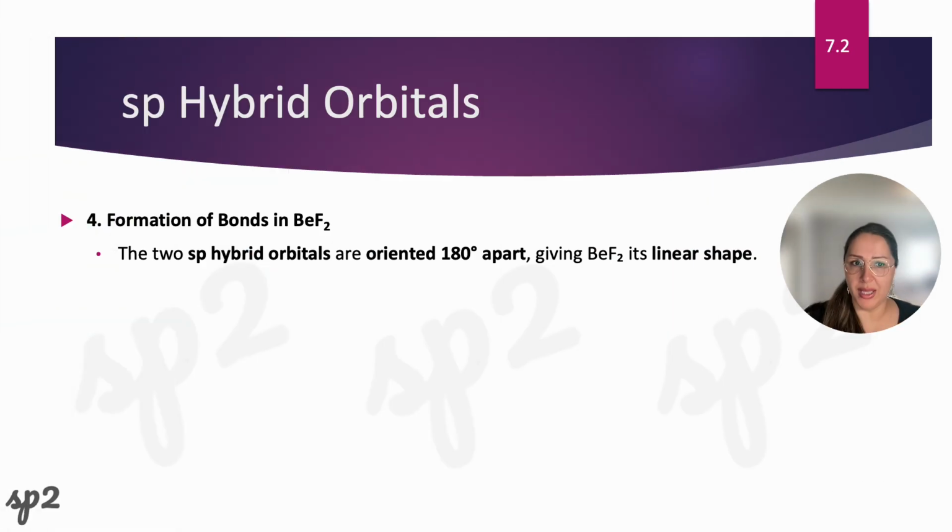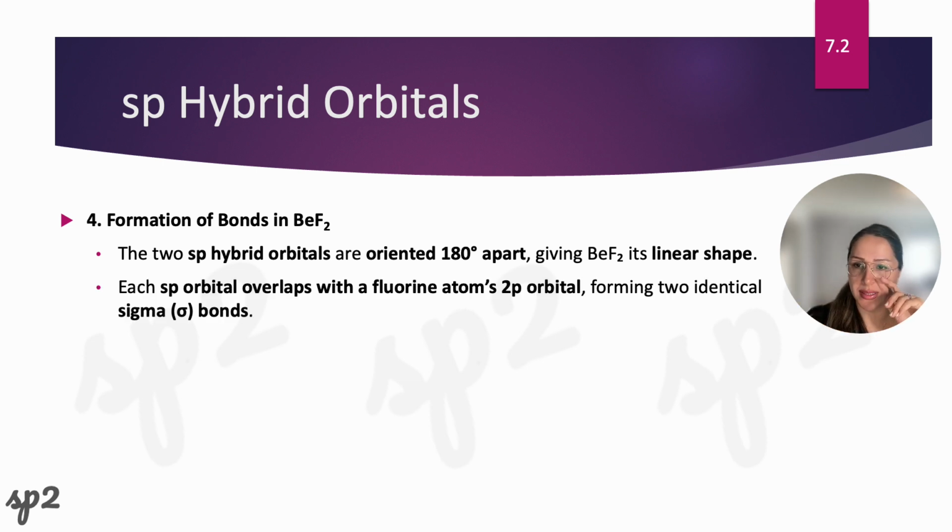Okay, now that we have the sp hybrid orbitals, we can actually understand the formation of the bonds in this molecule. The two hybrid orbitals are going to be oriented 180 degrees apart, giving us the linear shape as we expected. Each of these sp orbitals in beryllium is going to interact with the 2p orbital from fluorine, and they're going to make two identical sigma bonds.